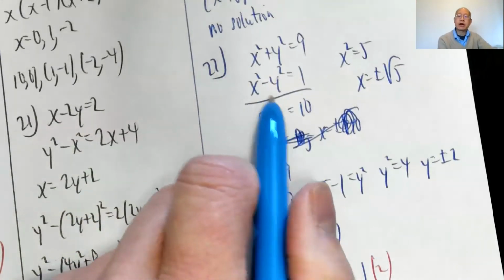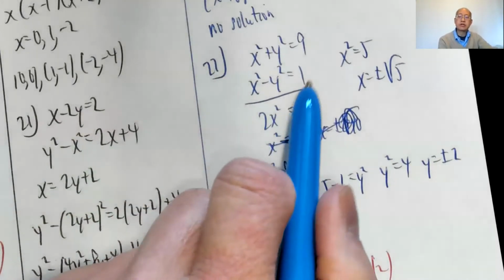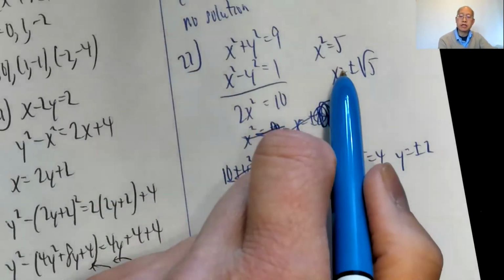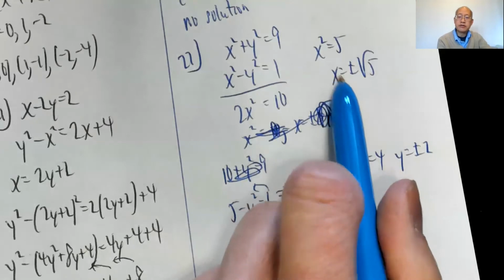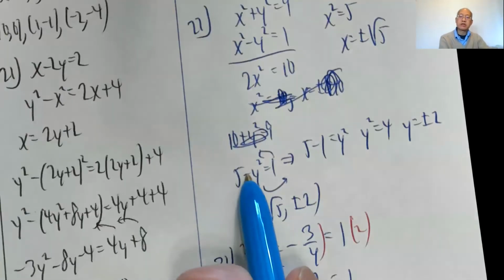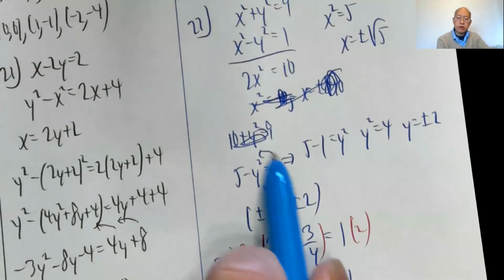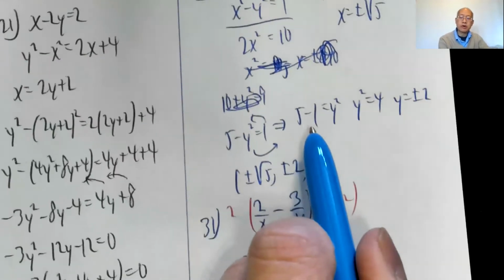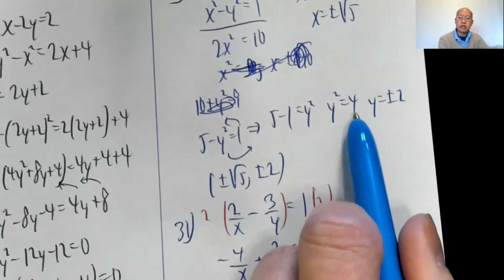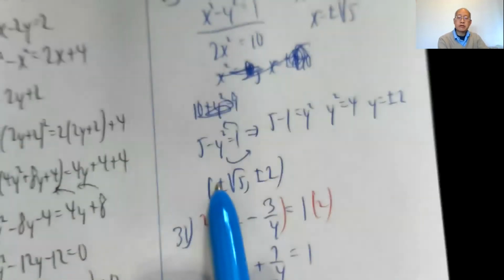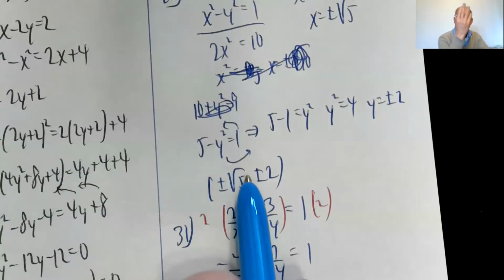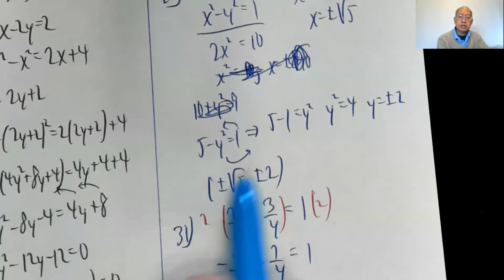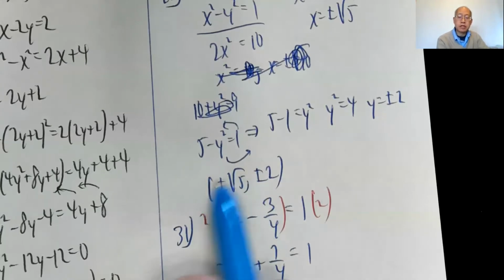27, add the equations up right away. 2x squared equals 10. X squared is 5. X is plus or minus radical 5. Messed up over here. X squared is 5, put that over here. 5 minus y squared is 1. Add y squared, subtract 1. 5 minus 1 is y squared. Y squared is 4, so y is plus or minus 2. So plus or minus radical 5 and plus or minus 2. Again, that represents 4 points. Plus, plus, minus, minus, minus, plus, and plus, minus.